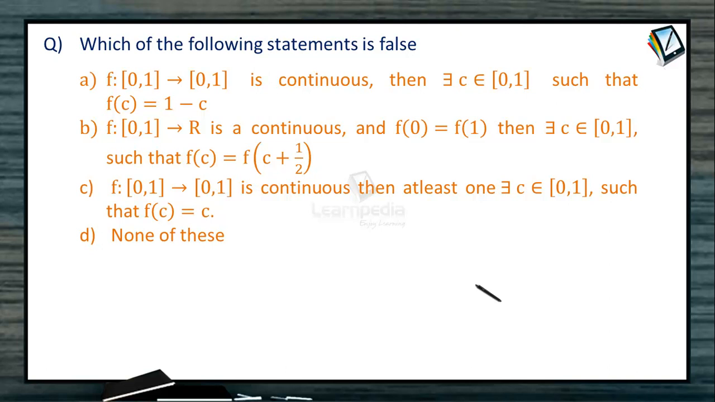Now 4 statements are given and we need to identify which of them is false. So we need to identify the false statement out of these 4 statements. Let's verify the validity of each of them. Let's consider the first one.